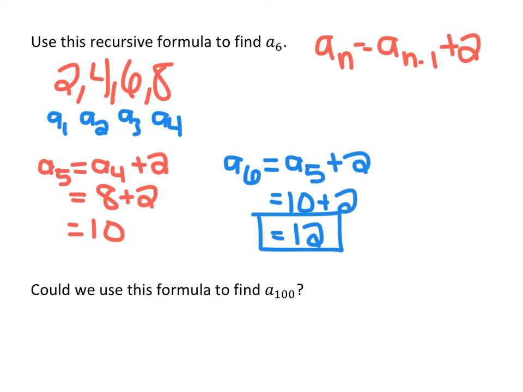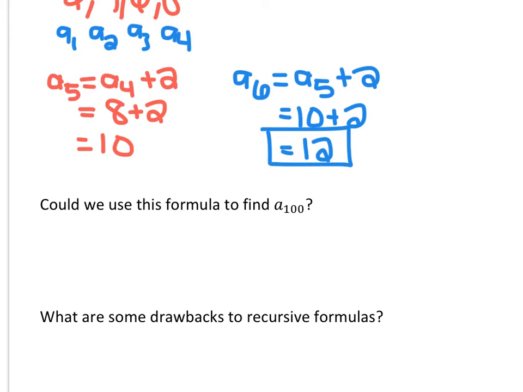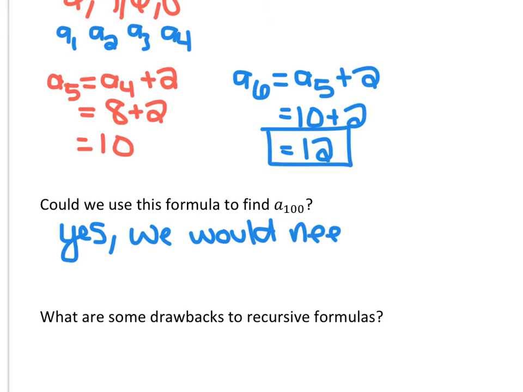Now, could we use this formula to find a sub 100? Yes. What would we need to know in order to find a sub 100? We would need to know the term that's directly in front of it, right? Which would be a sub 99.